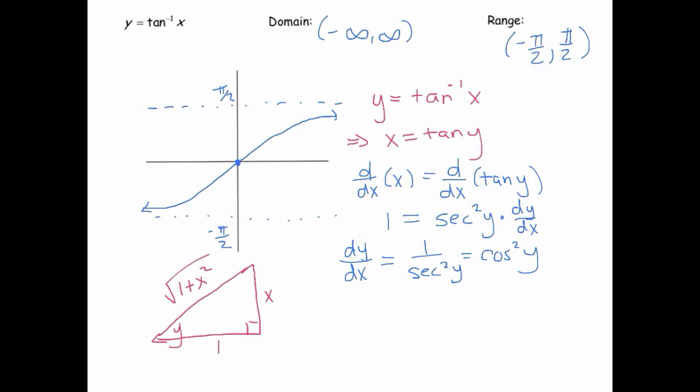And that means that I can evaluate the cosine of y, because the cosine of y is adjacent over hypotenuse. So cosine of y, cosine squared of y, is equal to 1 over the square root of 1 plus x squared, squared, which is equal to 1 over 1 plus x squared. And that's the derivative of tan inverse.